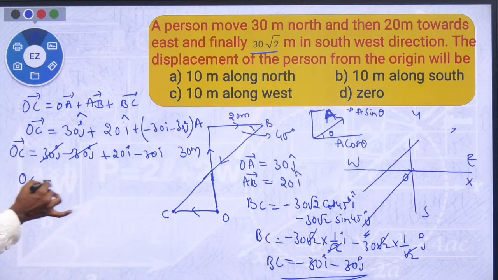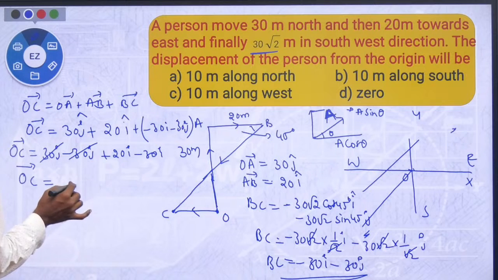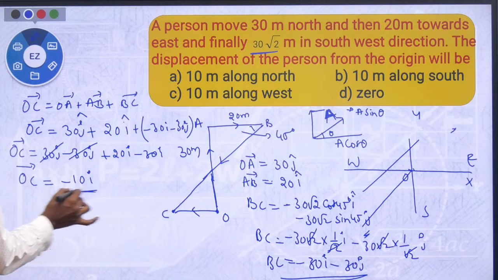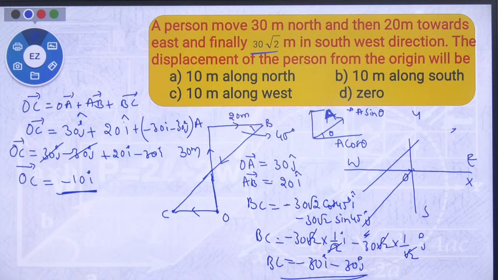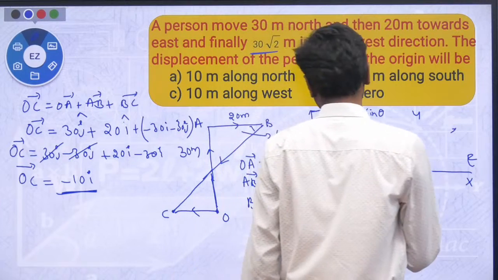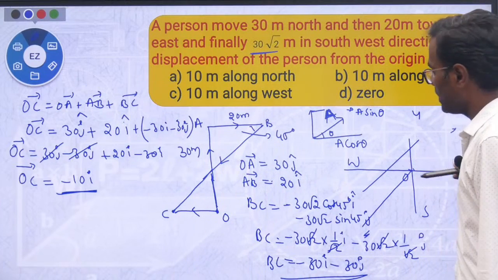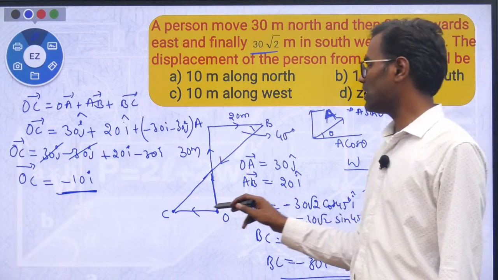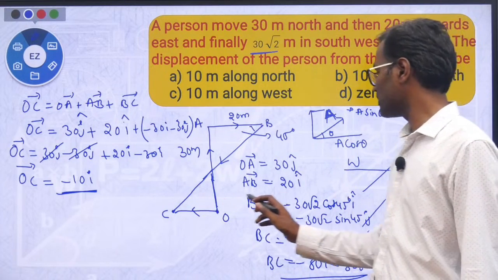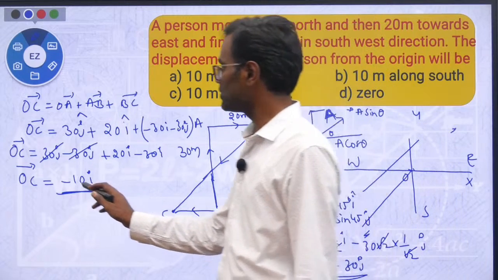So therefore finally you will get OC bar is equal to 20 minus 30, which will be minus 10I. So this minus represents the negative direction. So finally he is moving in the west direction, 10 meters away from the origin in the west direction. So this is your answer.